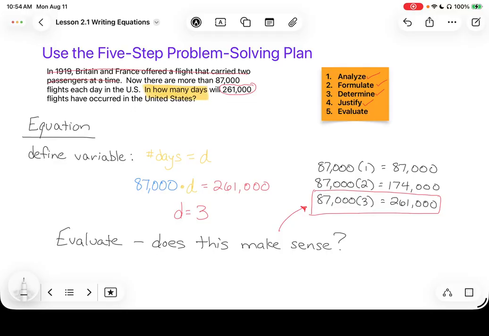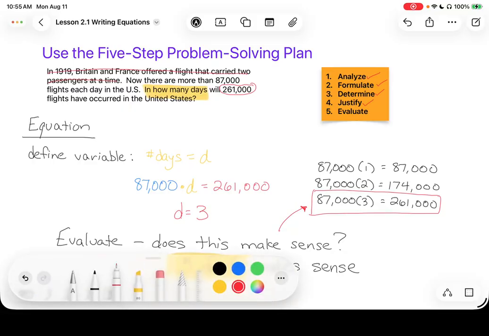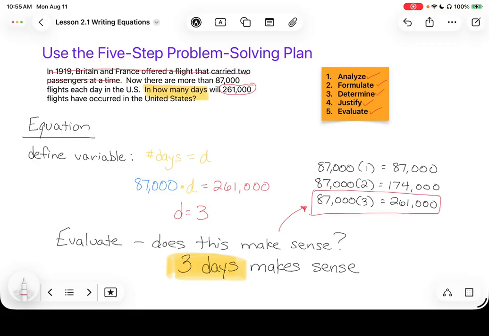But in this case, I think my answer does make sense. I think 3 days makes a lot of sense given the huge number of flights that we have every day. 87,000 flights a day is a little bit less than 100,000. So after 3 days, I've got a little bit less than 300,000. I think 3 days makes sense. So I like 3 days as my answer. After doing some evaluation on whether or not that answer makes sense, I think it does. So I'm happy with that answer. 3 days. So that's the 5-step problem solving plan.